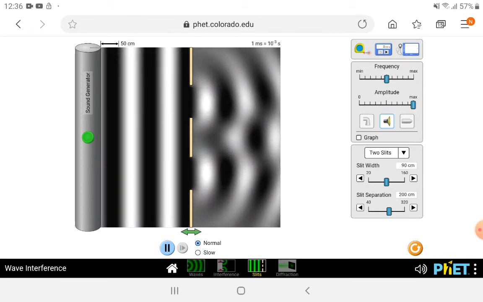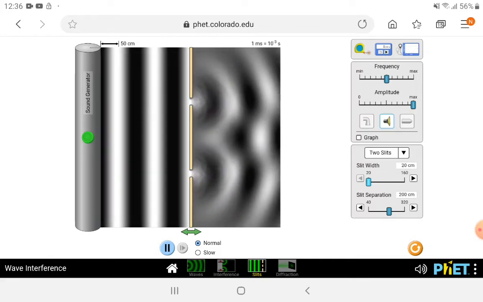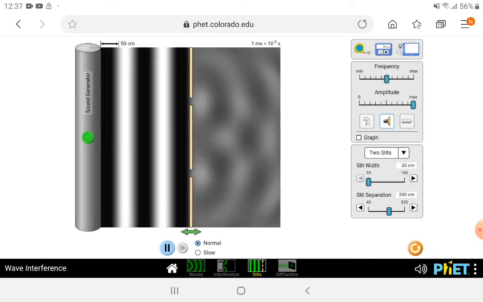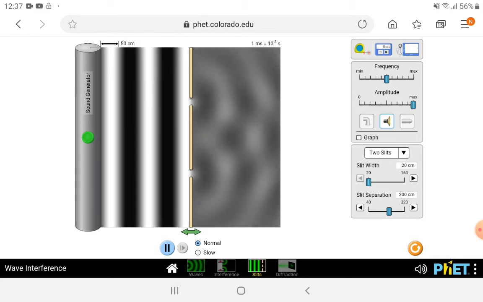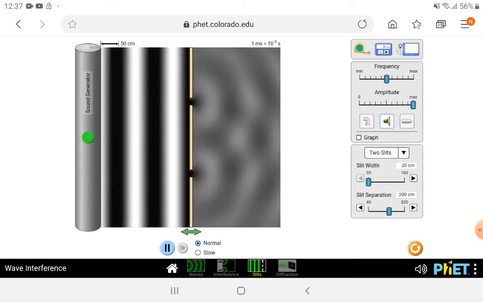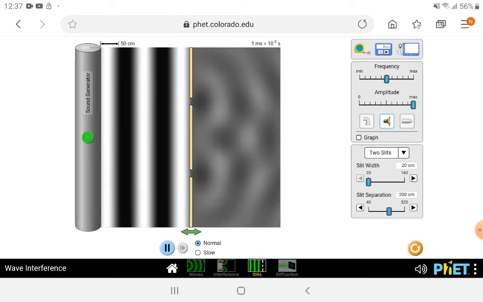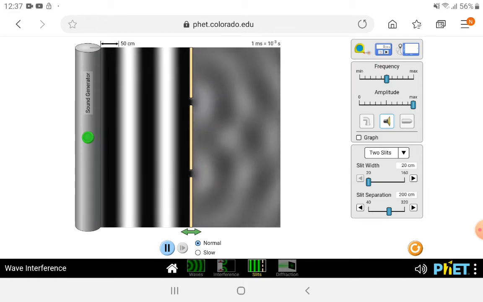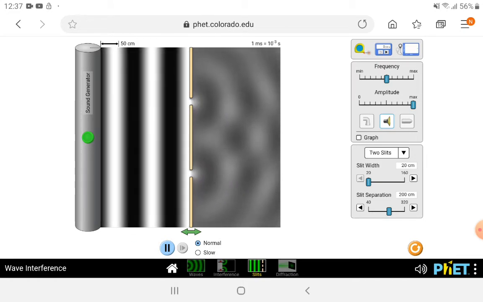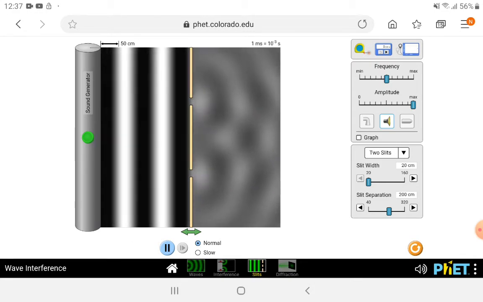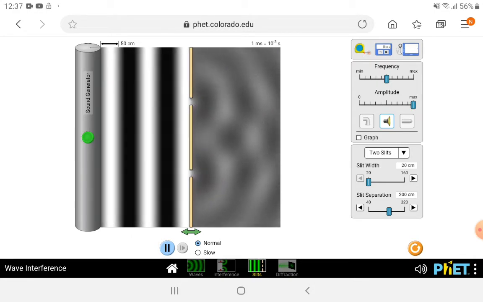And let's close the slit width. Now, this is interesting. What we see behind is that we get like an interference between the waves. Yes, I hope you can see that. Okay, so this is actually the two slit experiment.